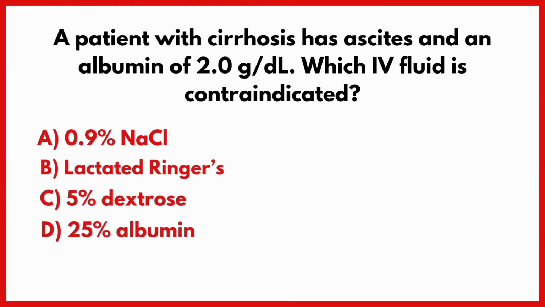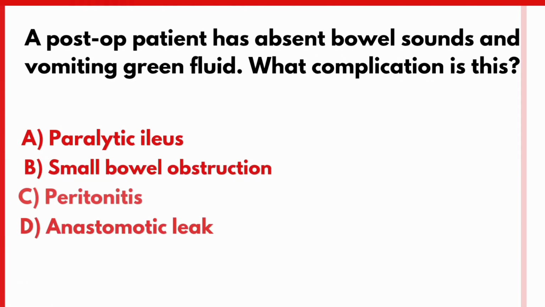A patient with cirrhosis has ascites and an albumin of 2.0. Which IV fluid is contraindicated? Correct answer is option A, 0.9% NaCl.